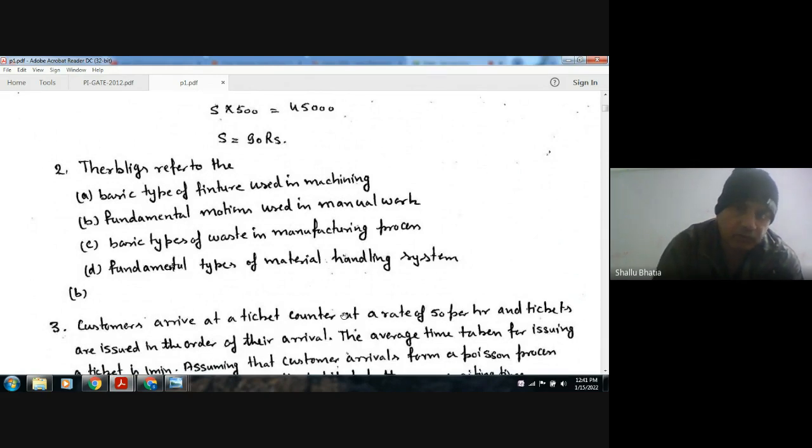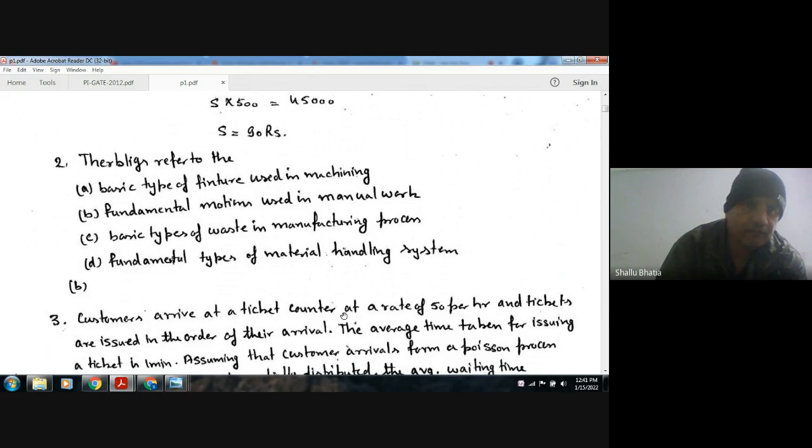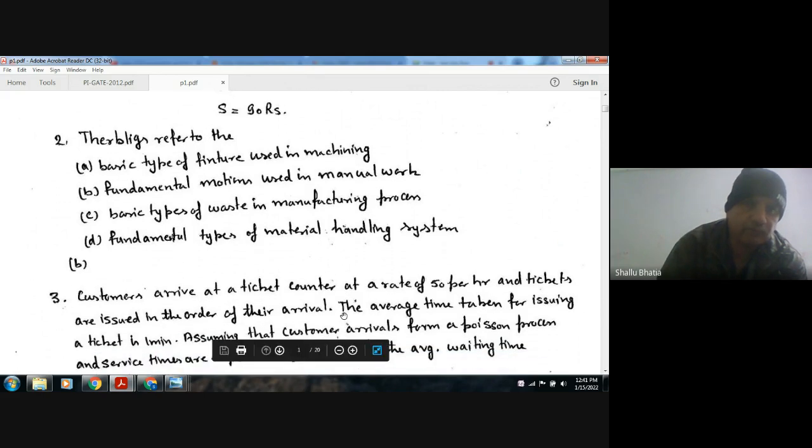Next, therbligs refer to option A, basic type of fixtures used in machining; B, fundamental motion used in manual work; C, basic type of waste in manufacturing process; D, fundamental types of material handling system. This is option B, the fundamental motion used in manual work, such as grasp, hand movement, and various other movements. Okay, so these are the fundamental motions used in manual work.